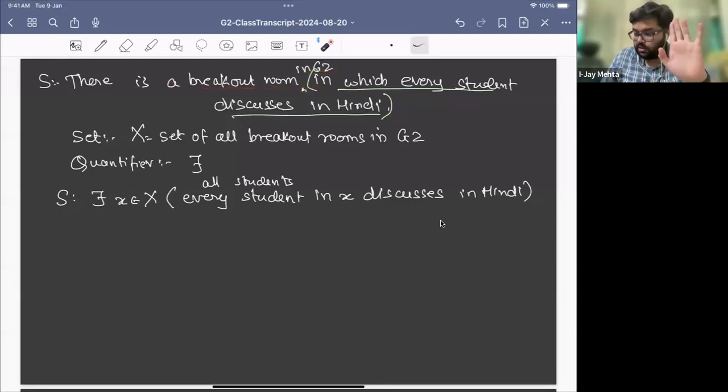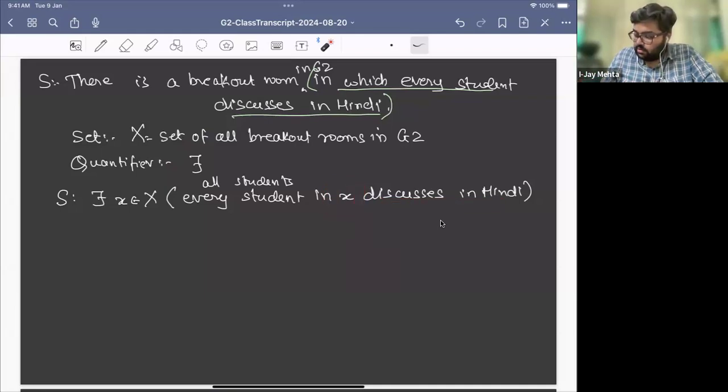So first our set is set X, which is the set of all breakout rooms. How many elements are there? Ten elements. We have 10 breakout rooms. Then there is an existential quantifier. And the property is that all the students in that breakout room discuss in Hindi. So every student in the breakout room X discusses in Hindi. Okay, so we have written this.